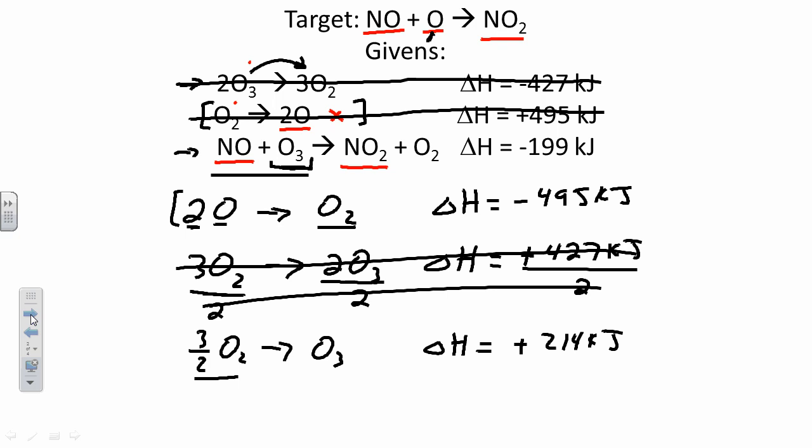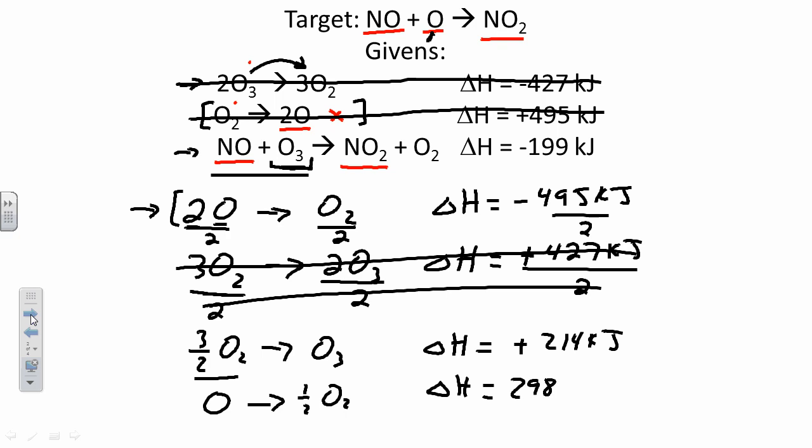So let's go through and let's divide this equation right here by 2. I'm going to run out of room here. So it's O yields 1/2 O2, and delta H will be half of 495, which is 297.5. We'll call it 298. That's negative kilojoules. Okay, so I think we're getting somewhere, but let's stop now and let's go on to part 2, and we'll finish this up and clean up some of this mess. So go on to part 2 now.